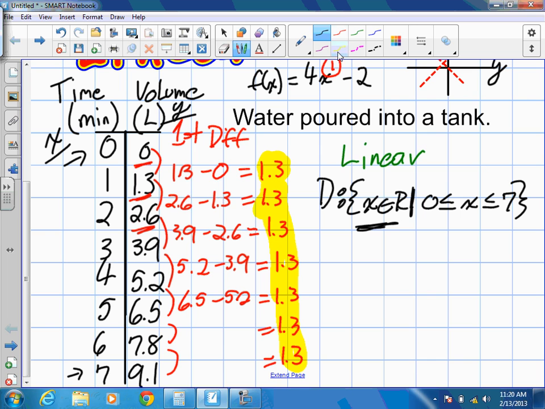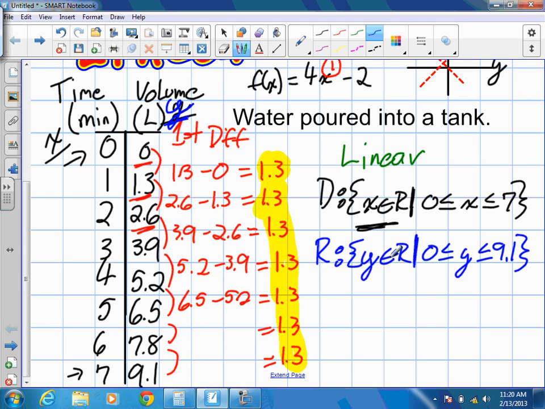Same idea happens with the range. The range are all of our y values here. So our range is also continuous. y is an element of the real numbers, so every number in between all of these values, and the restrictions are, what is the lowest value for y? 0. And what's the highest value? 9.1. So there's our domain and range. They exist between those 2 points.